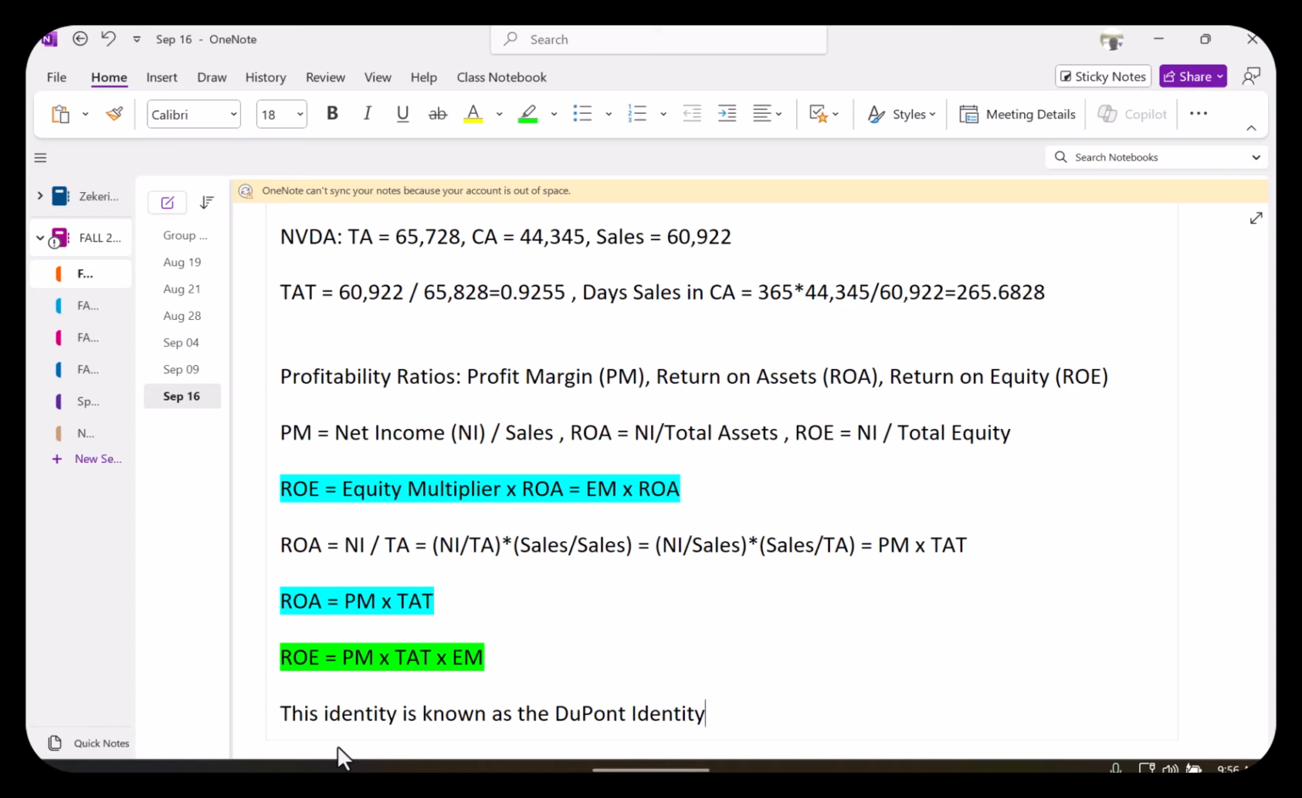for a very simple reason. It was first used by the company DuPont, the chemical company. It basically decomposes return on equity into three different components. A company may have a high return on equity for three different reasons or a combination thereof. They may have a high profit margin. Remember, profit margin is how many dollars of sales do you get to keep as net income out of $100 of sales or out of $1 of sales.